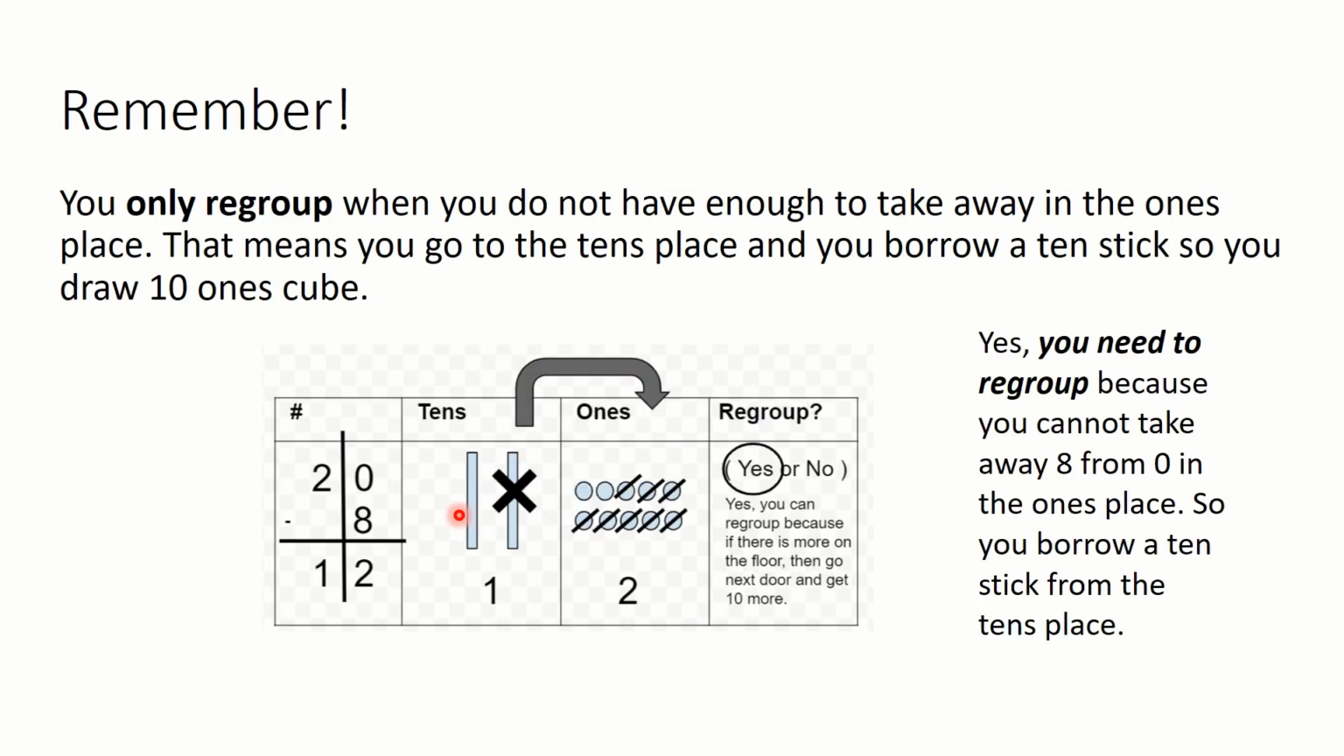So let's do a recap. Remember, you only regroup when you do not have enough to take away in the ones place. That means you go to the tens place and you borrow a 10 stick so you could draw 10 ones cubes in the ones place. In this problem, like we saw before, you cannot take away 8 from 0 in the ones place, so you needed to borrow a 10 stick from the tens place.